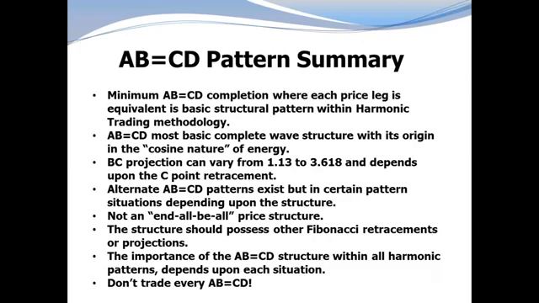That is, it's not that every AB equals CD pattern is going to yield a trade opportunity, but it's important to recognize the mandatory minimum nature that this component possesses for all patterns. The structure should possess other Fibonacci retracements and projections, that is, other harmonic measurements, to complement the completion point of the pattern to define a trade. But the importance of the AB equals CD structure within all harmonic patterns really depends upon the situation. It is a minimum mandatory requirement for most harmonic trades.